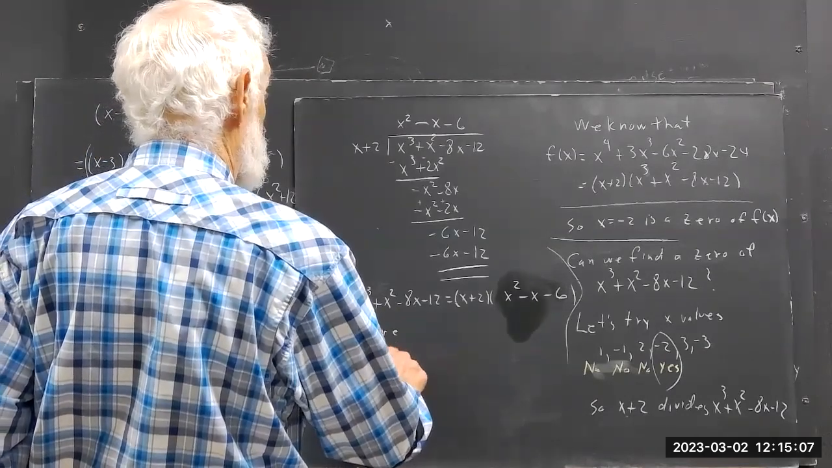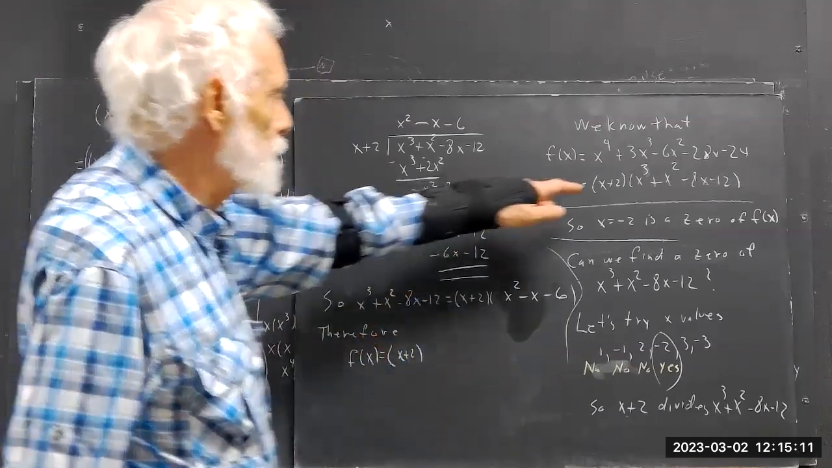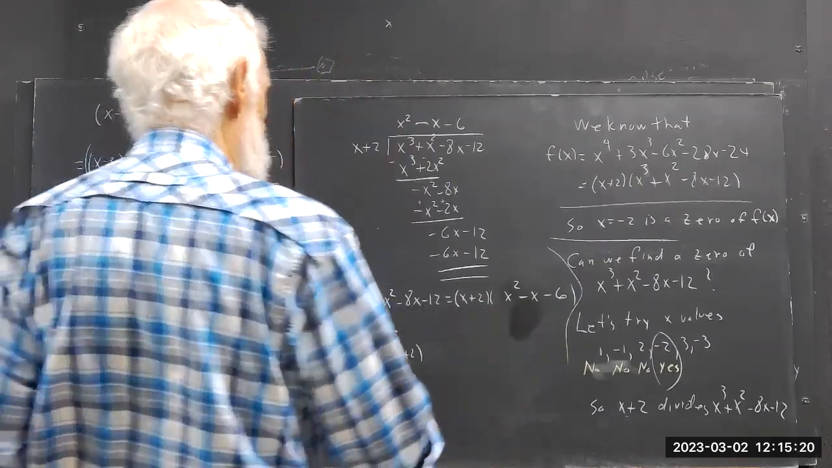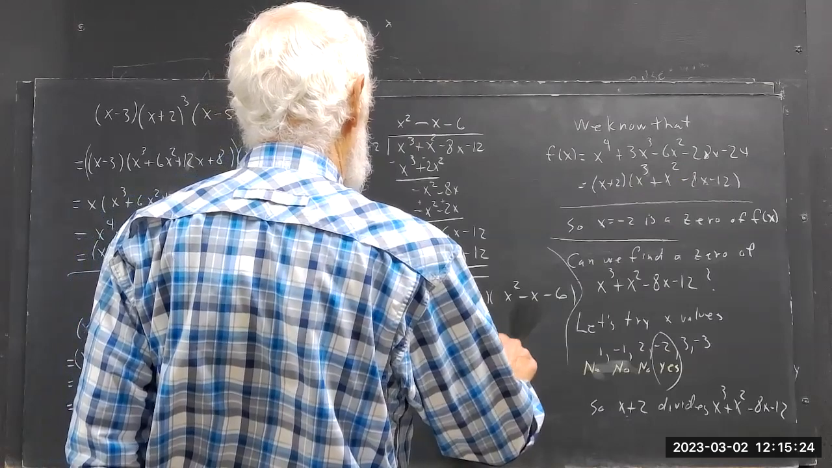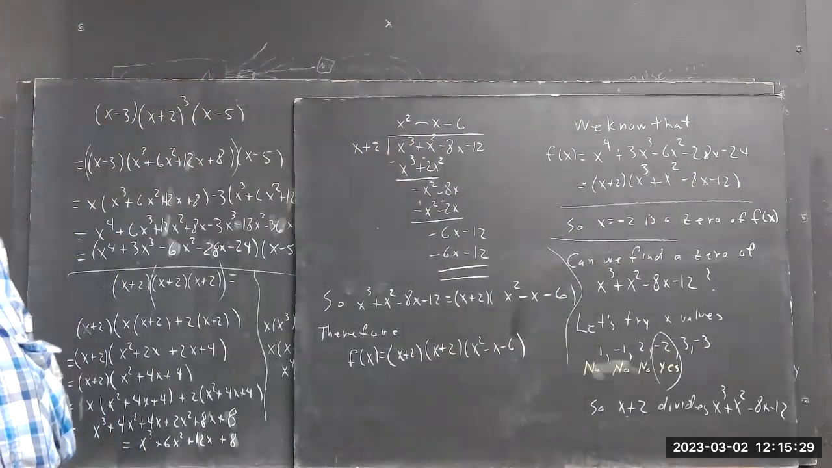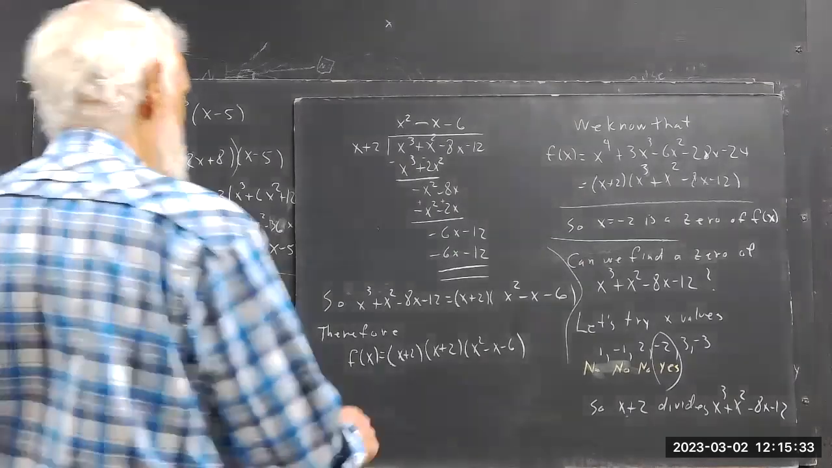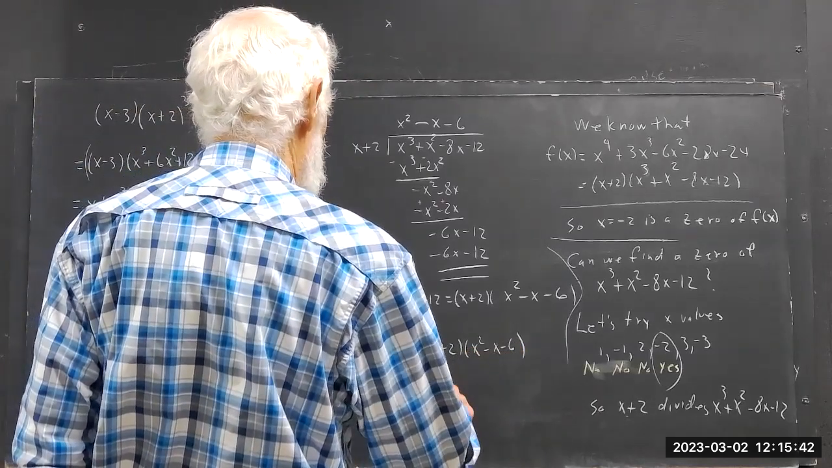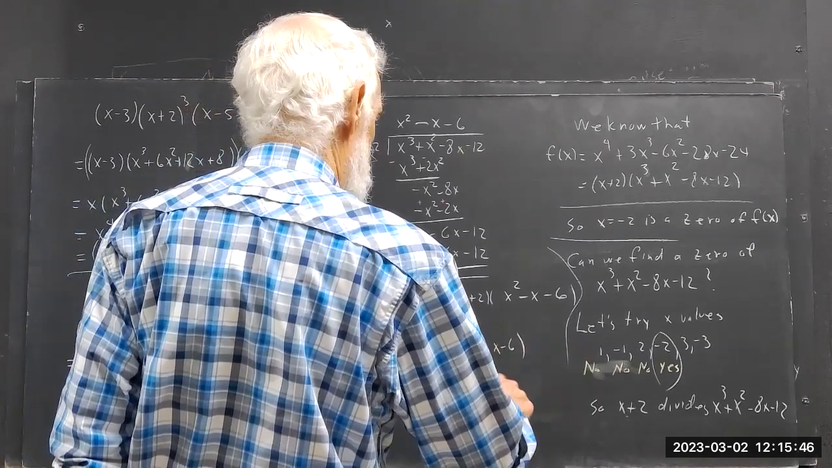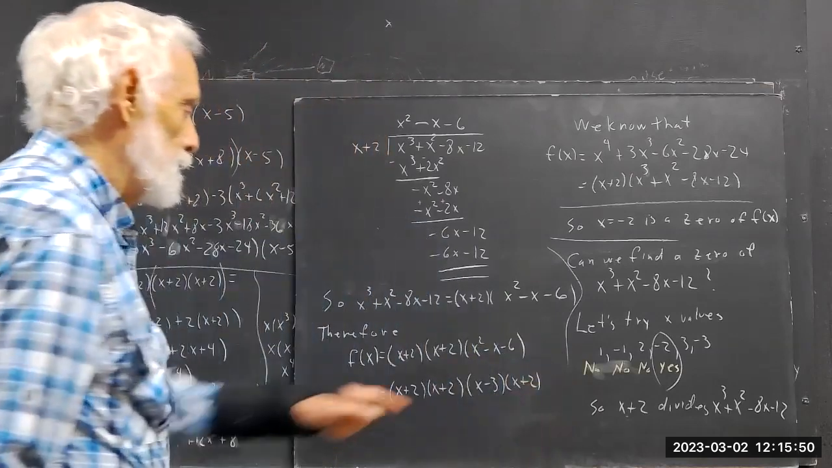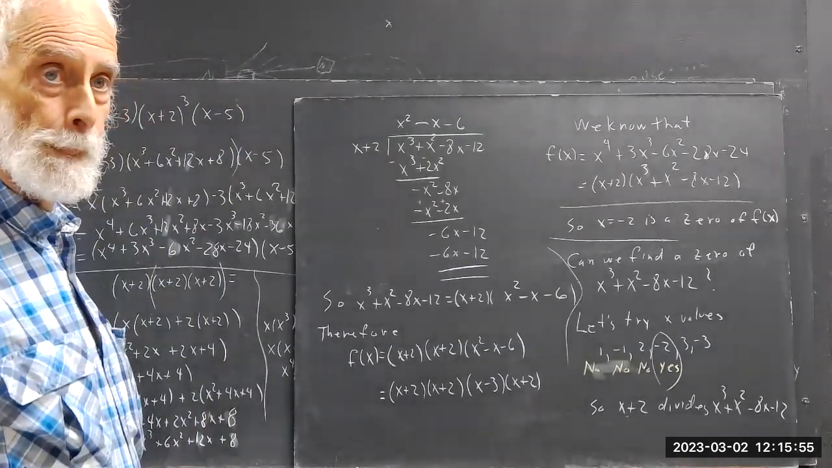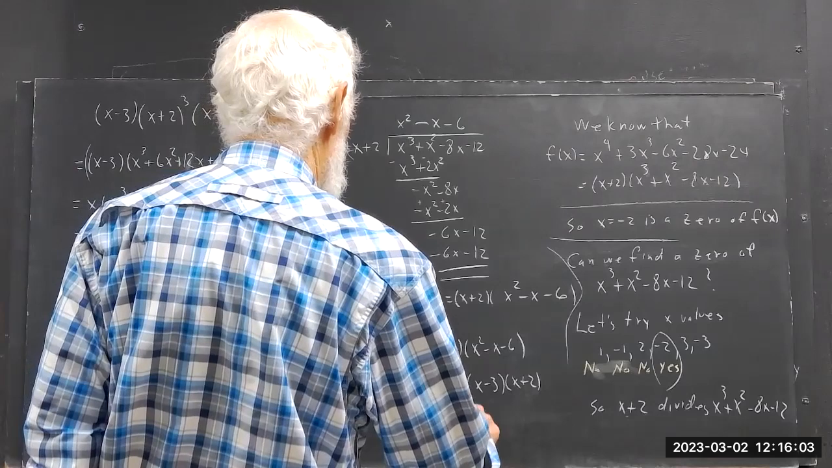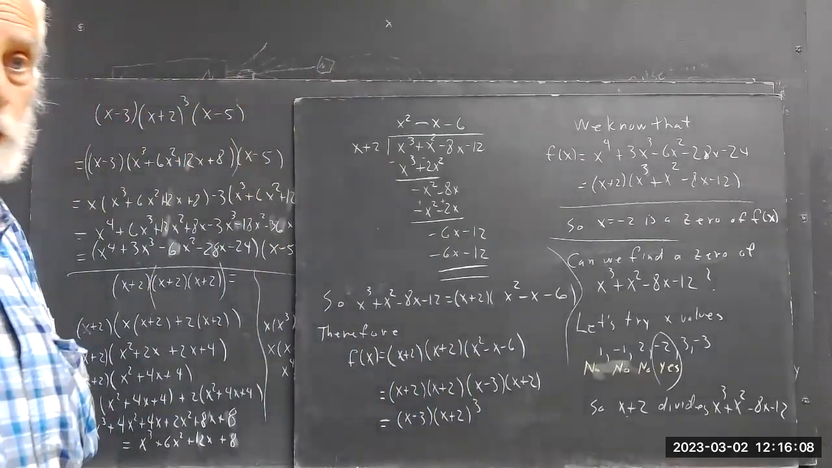Therefore, f of x equals, well, we determined f of x was x plus 2 times this. And we determined that this is equal to this. So now f of x is x plus 2 times x plus 2 times x squared minus x minus 6. Well, then, you know how to factor this. This is just a trinomial. We get x minus 3 times x plus 2. And then we write that as x minus 3 times x plus 2 cubed.